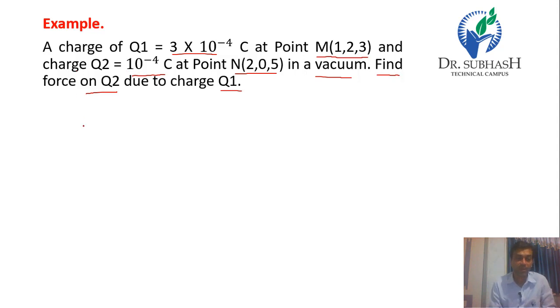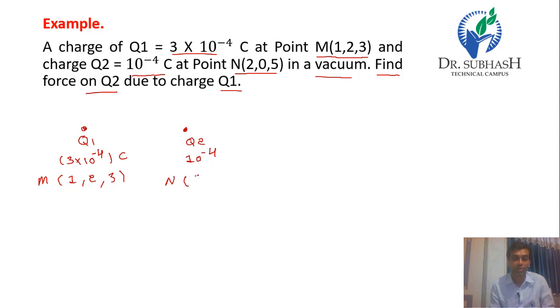Okay, here we are given the charge Q1, which is 3 cross 10 raised to minus 4 Coulomb at point M, which is (1, 2, 3), and the other charge is Q2, the charge of 10 raised to minus 4 located at point N (2, 0, 5). Both are positive charges, so the force here will be repulsive in this direction.